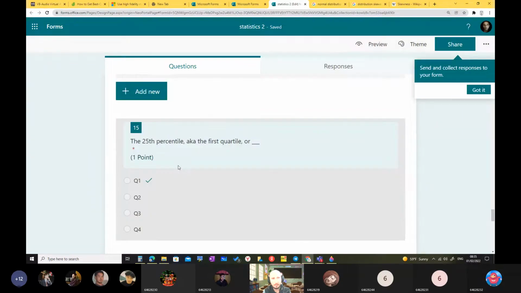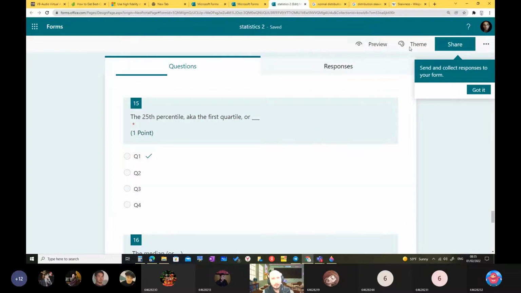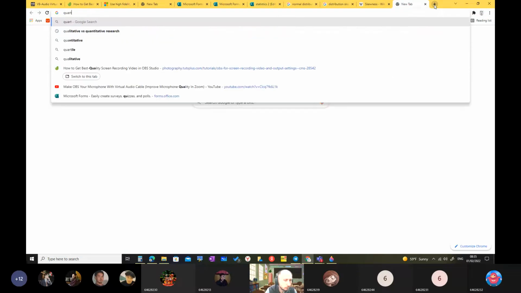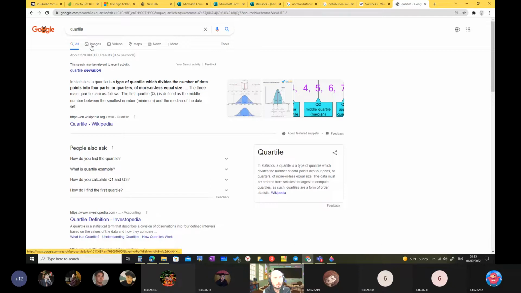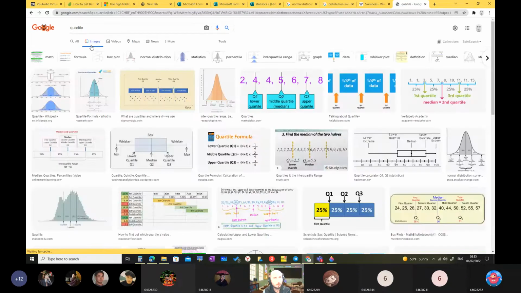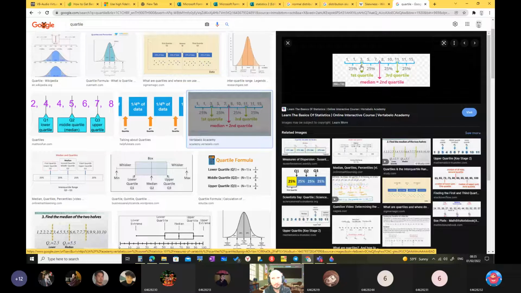Okay, we can divide numbers into quartiles. First quartile, second quartile, third quartile, right?